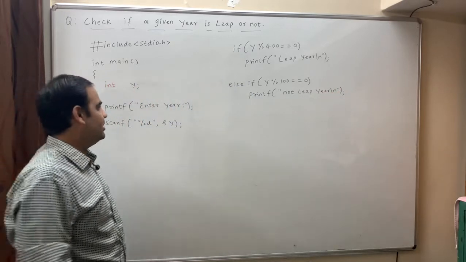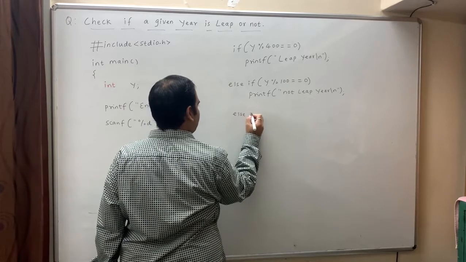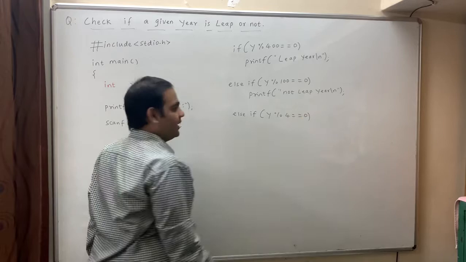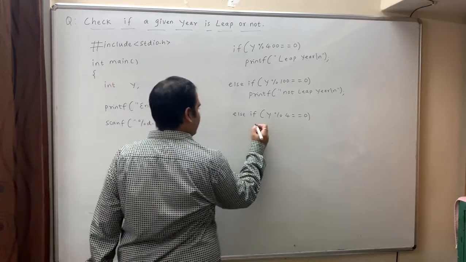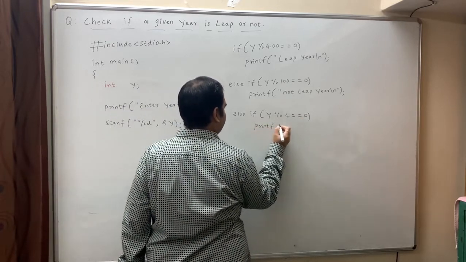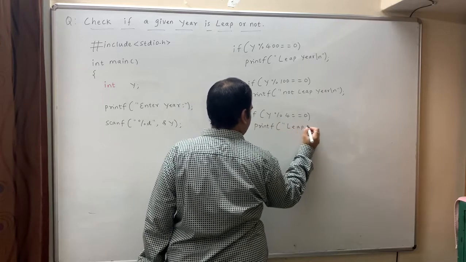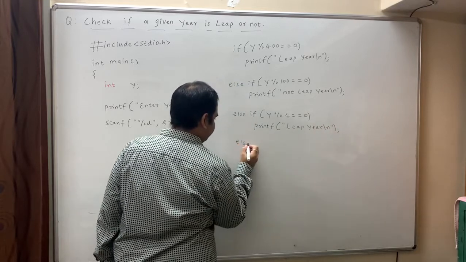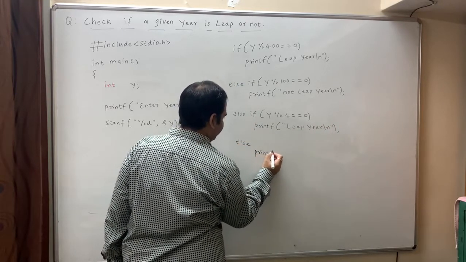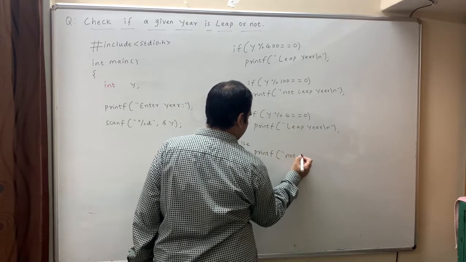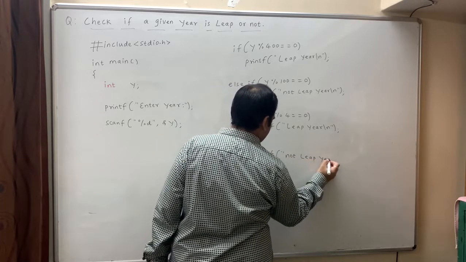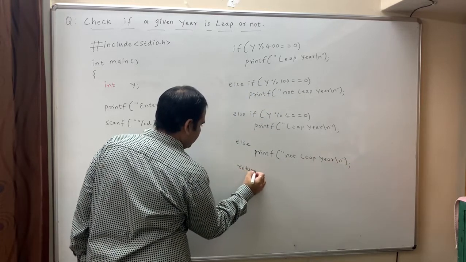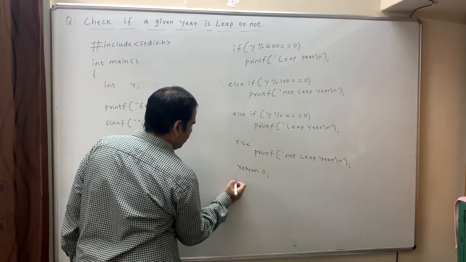Okay, then let's check the next thing, LCF, and we say year is divisible by 4, then it is a leap year, and I write over here printf, it is a leap year. And if all the conditions fail, we write over here printf not leap year, and I can write over here return 0 and stop the procedure.